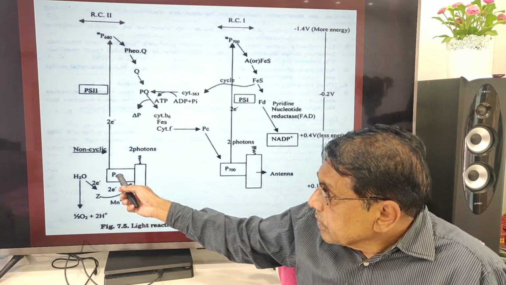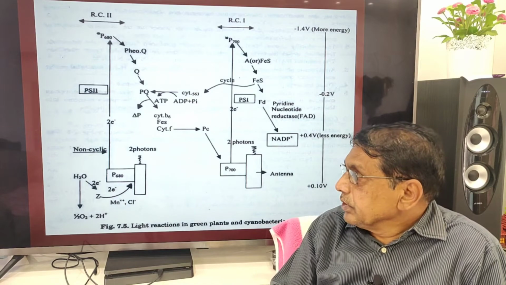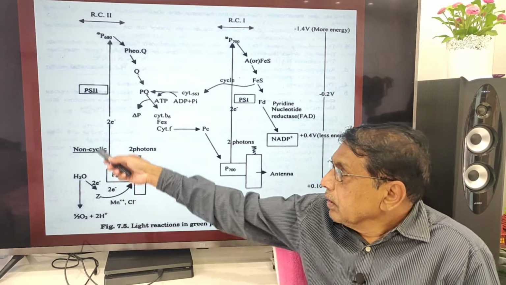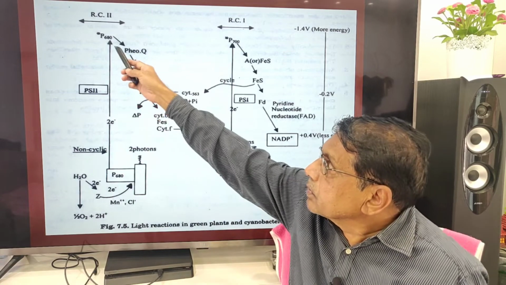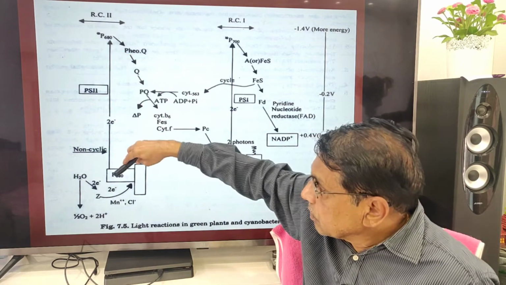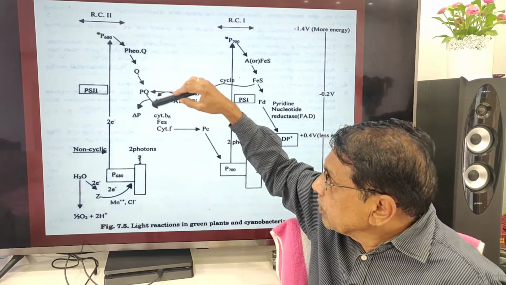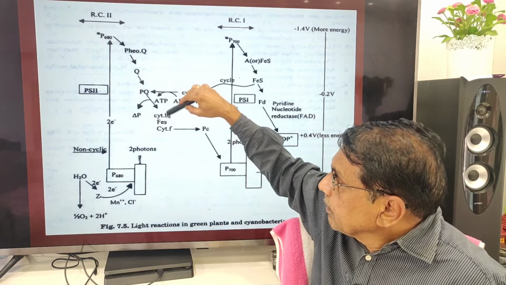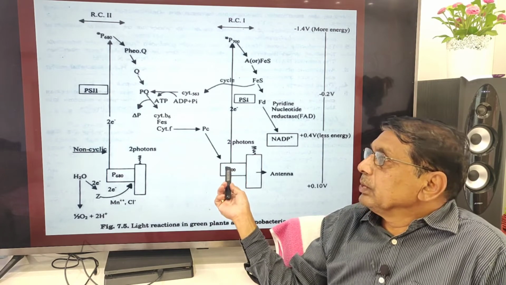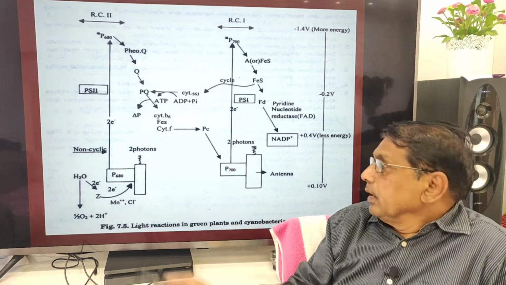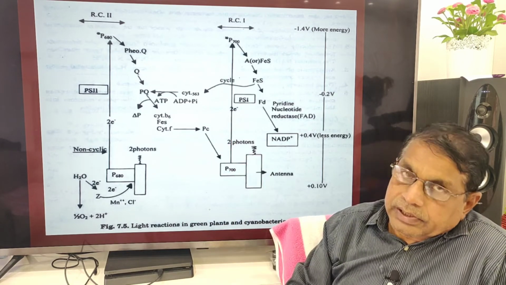Look at here, this is the PS2 system with the reaction center P680. Here, in one way, it is called non-cyclic. The electrons pass through the excited state, the chlorophyll molecule excited, pheophytin, Q, quinone, plastoquinone, cytochrome b6-f complex, cytochrome f, plastocyanin. Ultimately, those electrons are accepted by PS1 with the P700.